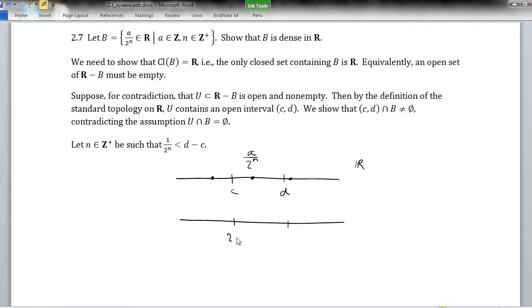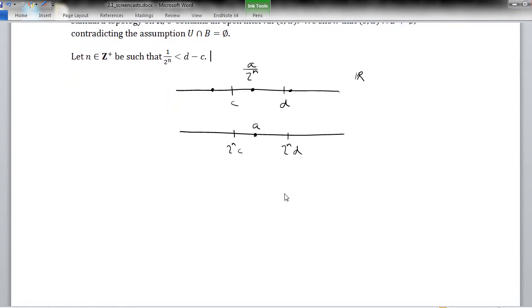So this number here is 2 to the n c. This one is 2 to the n d. And then we're just going to let a be, well, what we think is between these, but all we can say out front is that it's going to be the least positive integer which is greater than this 2 to the n c. Okay, and then we need to make sure that we end up with an a over 2 to the n between c and d out of that somehow. So let's see if we can get the inequalities to work out here.